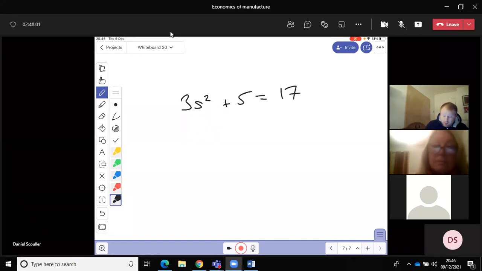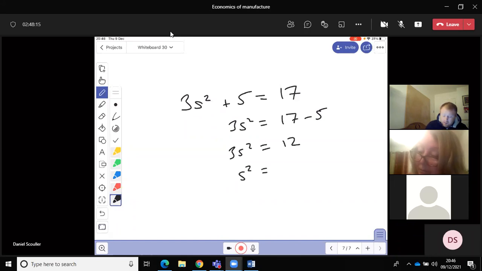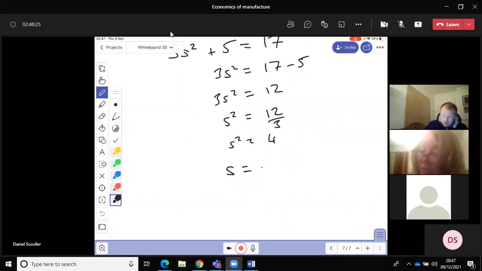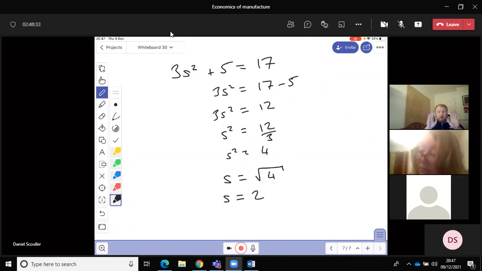I know the first thing I'll move across is that 5, 17 minus 5. So 3s squared equals 12. Then s squared is 12 over 3, so s squared I can write as 4. s would be root 4. s would equal 2. All the way through that, the left and right are balanced.